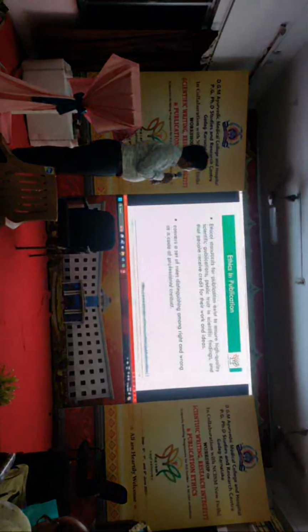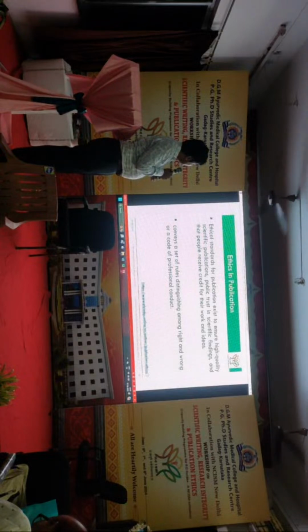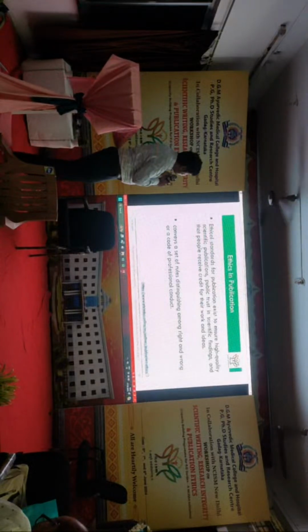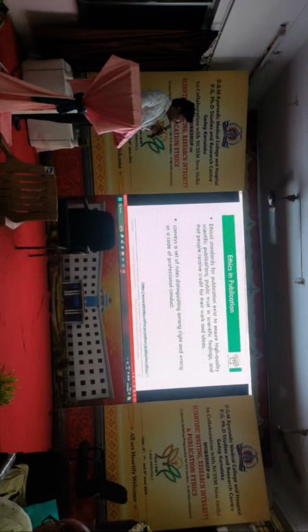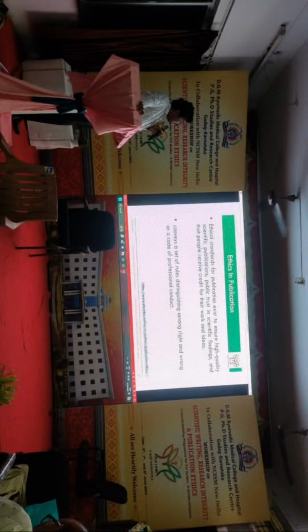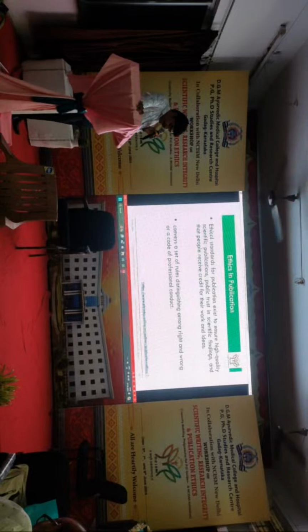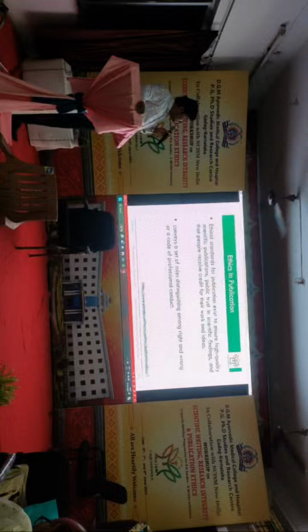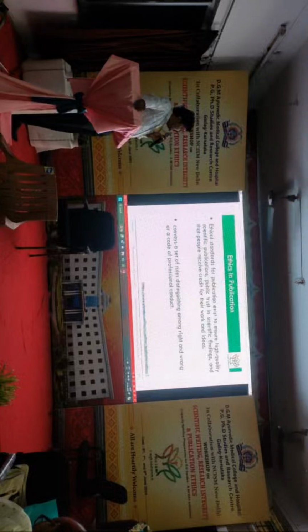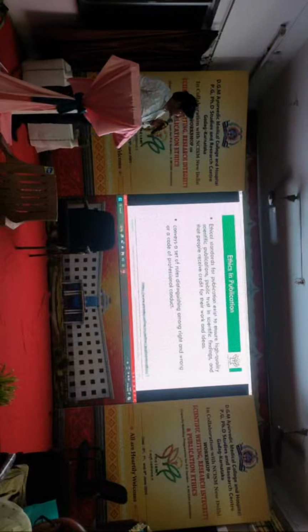Ethical publication ethics. Ethical standards for publication exist to ensure high quality scientific publication, public trust in scientific findings, and that people receive credit for their work and ideas. It conveys a set of rules distinguishing right and wrong, or the code of professional conduct.